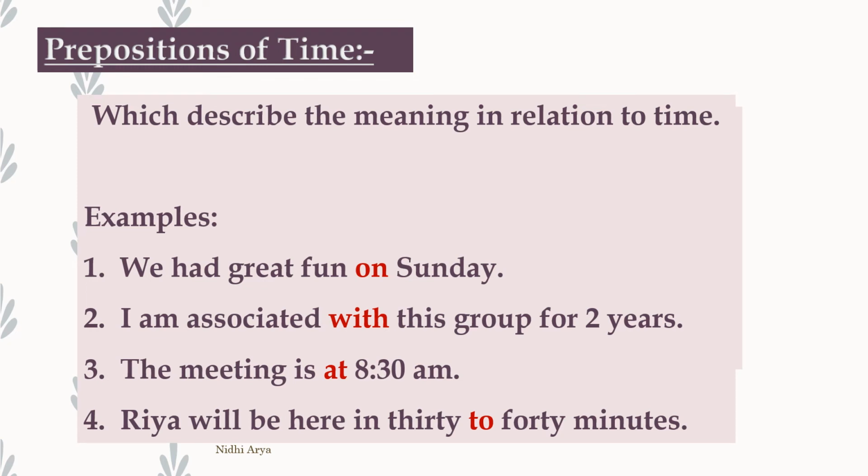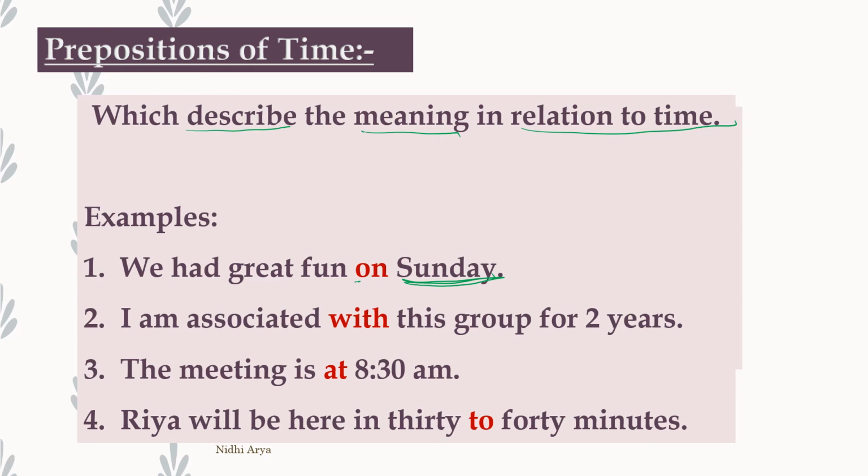So first, prepositions of time. Prepositions of time describe the meaning in relation to time, जिसमें time से हमें पता लगता है. Examples: we had great fun on Sunday. Sunday कोई place तो है नहीं, time ही है ना. It's one day of the week, so that's a time.